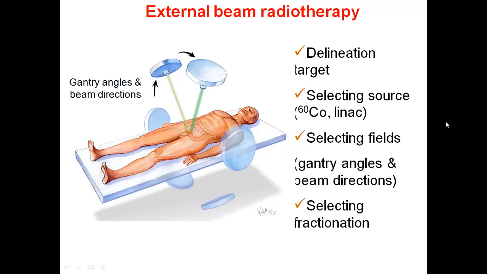Different steps of external beam radiotherapy planning are presented here. First of all, it's delineation of the target. Then the next step, selecting the source. You may prefer a cobalt machine or a linear accelerator. It depends. The next step is selecting the fields. In other words, choosing gantry angles and beam directions. And at last, selecting the fractionation regime.